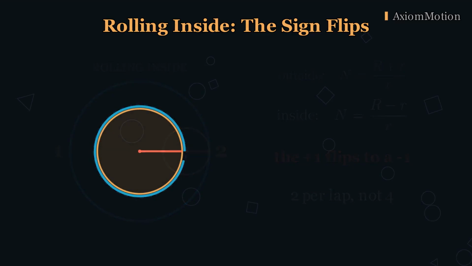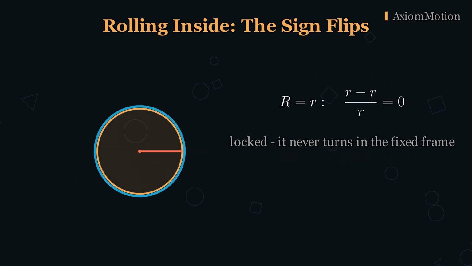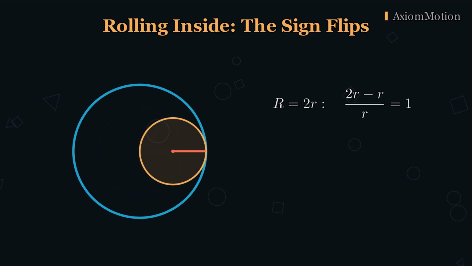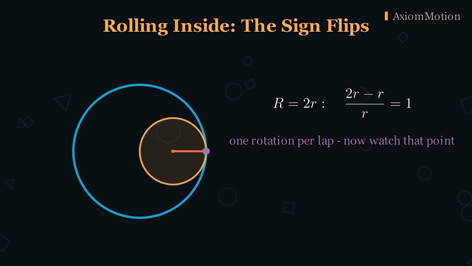Push it to the edge cases. If the coin exactly fills the ring, capital R equals r, the formula says 0. The coin never turns at all in the fixed frame. And if the ring is exactly twice the coin, capital R equals 2r, the formula says exactly 1 rotation per lap. That innocent-looking case turns out to be one of the most beautiful constructions in the history of astronomy.